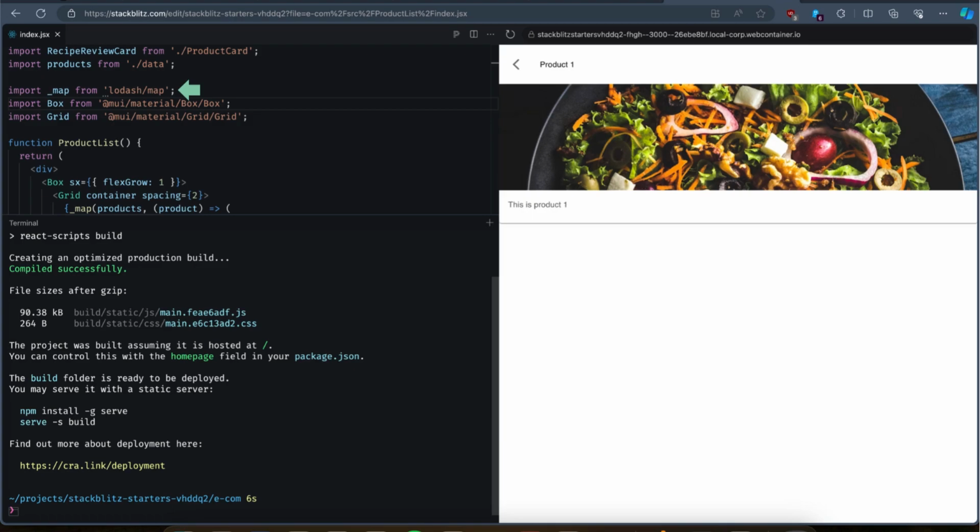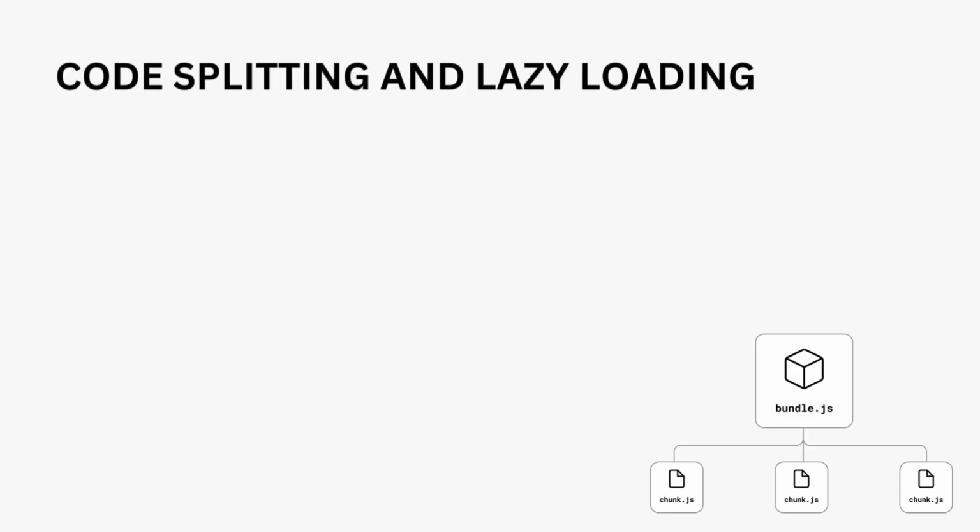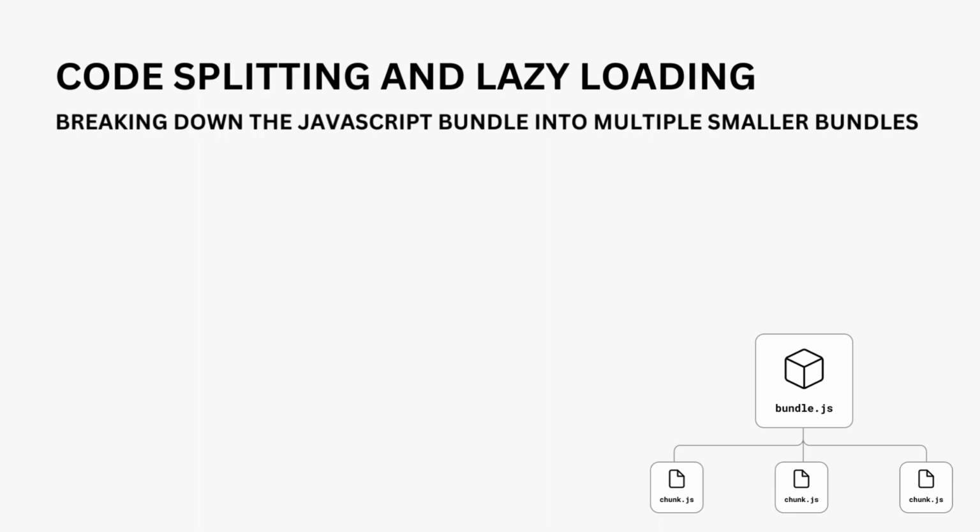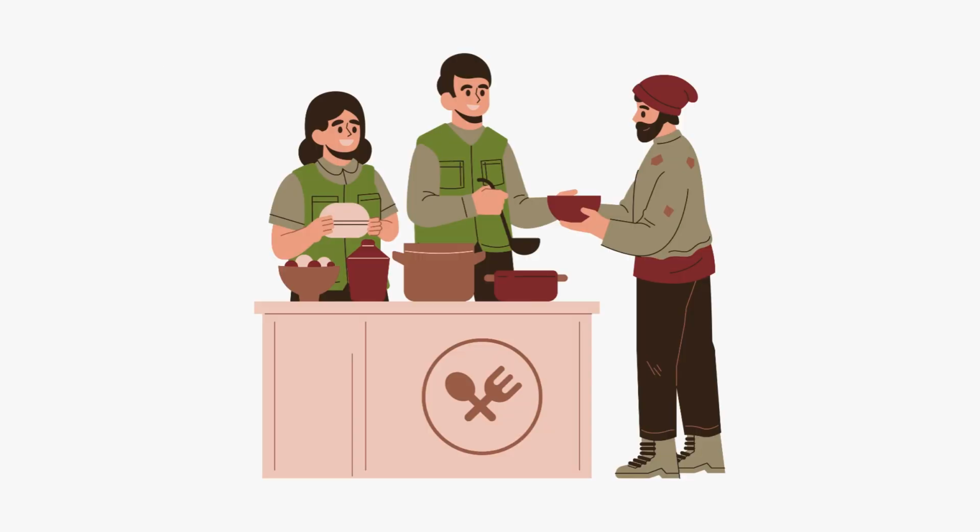Finally, we have code splitting and lazy loading. So, what exactly is code splitting? It's the art of breaking down your JavaScript bundle into multiple smaller bundles. By doing this, we can load only the necessary JavaScript files for a specific page, reducing the initial load time of our application. Think of it as serving only what's needed when it's needed.